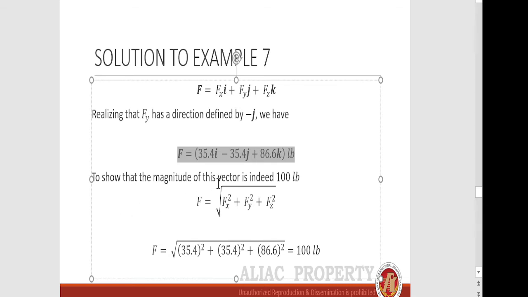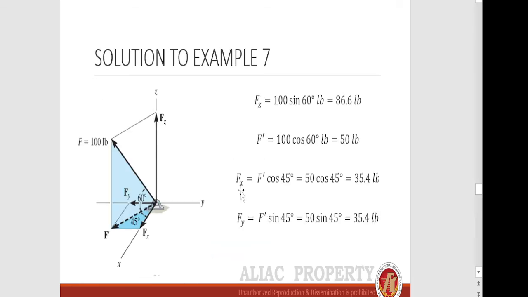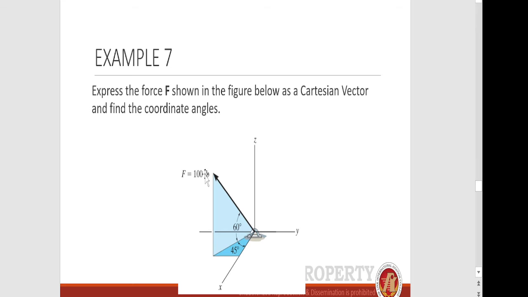To show that the magnitude of the vector is indeed 100 pounds, you can prove it by substituting these values in the formula that we have, which is F is equal to the square root of Fx squared plus Fy squared plus Fz squared. We just substitute the values, we get 100 pounds, which is the value we have here. So that means the answer we have is correct.